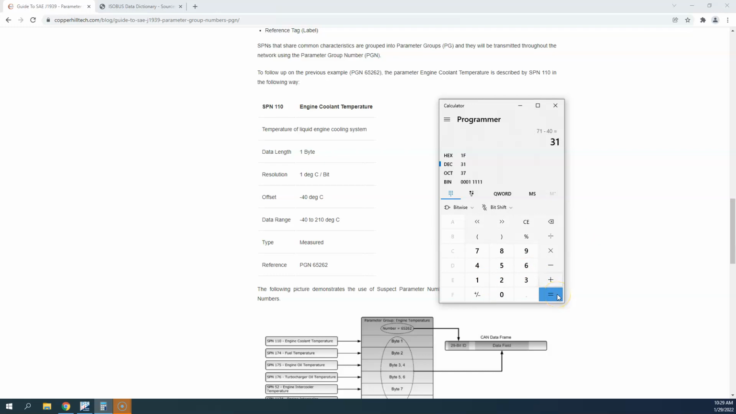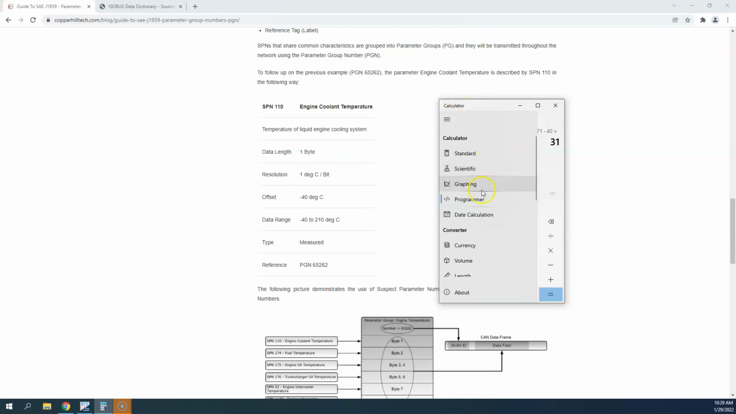So is that my engine coolant temperature then? Do I have an engine coolant temperature of 31 degrees Celsius? The answer is yes. In this particular engine, it had run a little bit. I recall it is 31 degrees Celsius. If you want to convert that to Fahrenheit, the rule of thumb is double it and add 32, okay? It's either that or you can use the temperature conversion.